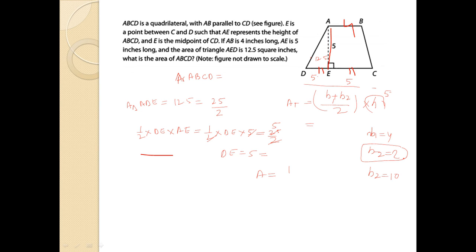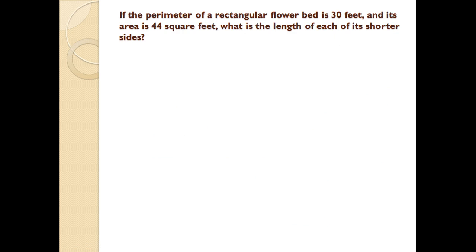base 1, which is given to us as 4, plus base 2, 10, divided by 2, multiplied by height. This is 5. So this is 7 multiplied by 5, which is 35. Whatever the unit is, inch square. 35 inch square will be the answer. Okay. This is a very common question, very normal question. Let's go to the next question.